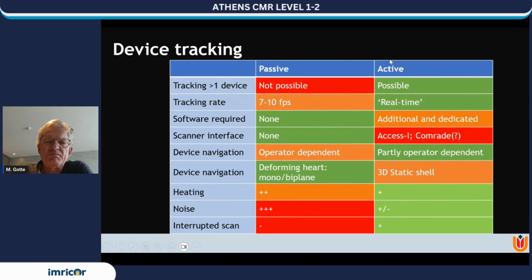These are differences between the different techniques. So passive, you can basically track just one device, and you need to track the device manually, so it requires a lot from the operator. The tracking rate is approximately 7 to 10 frames per second, but the advantage is there's no additional software required, there's no scanner interface required, everyone can do it tomorrow.